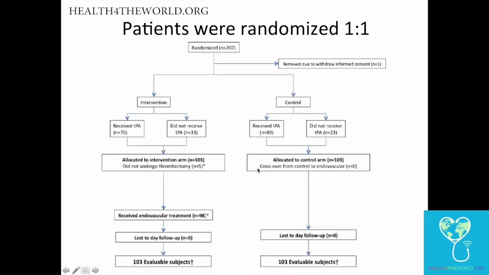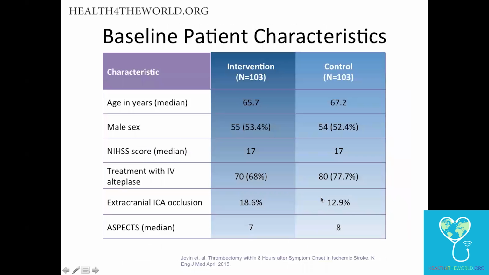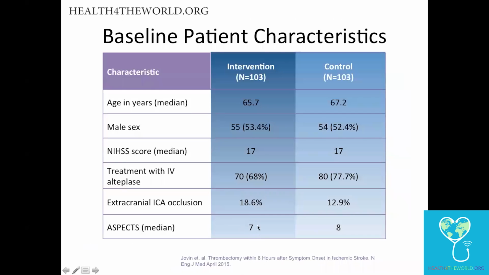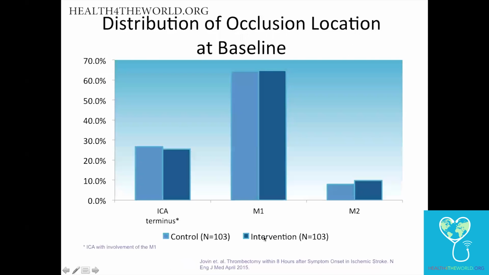So here's the randomization schedule. And again, here's the number of patients that were actually evaluated. Here are the baseline patient characteristics. You can see they're relatively comparable in terms of their stroke scale, their age, and obviously their ASPECTS. Slightly lower ASPECTS than some of the other trials. So note here, 7. And again, most of the patients have M1 occlusions.